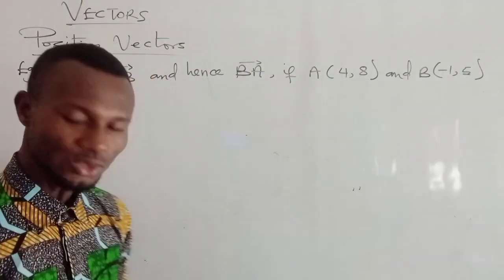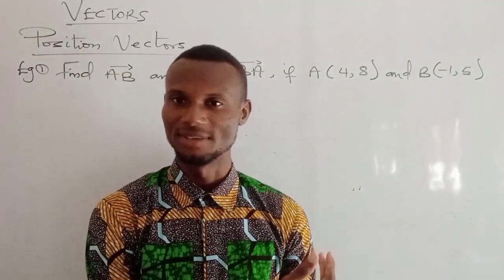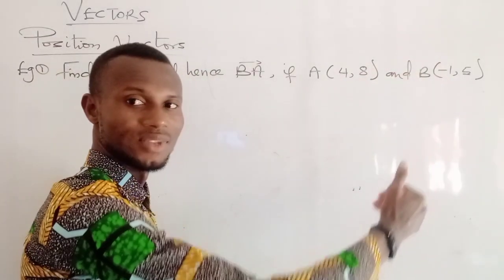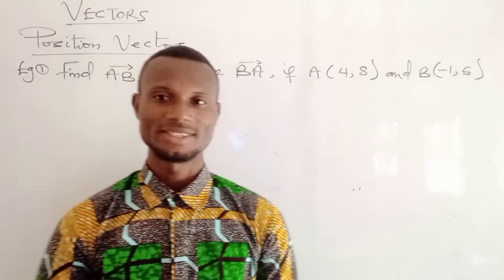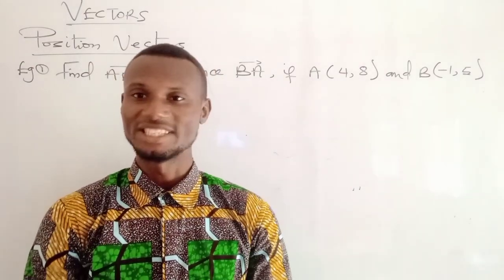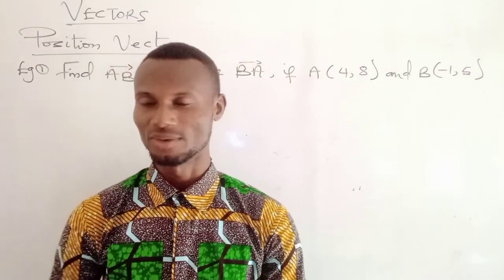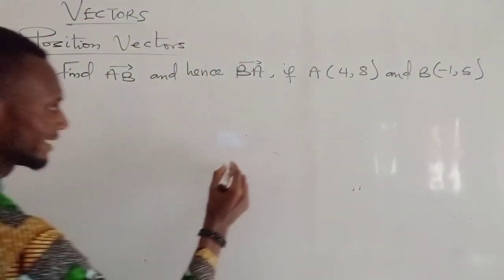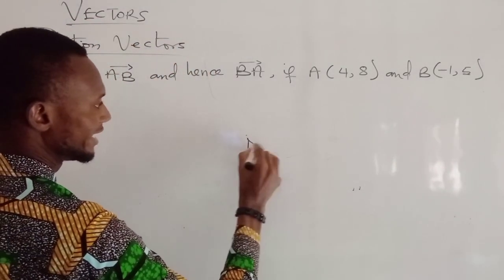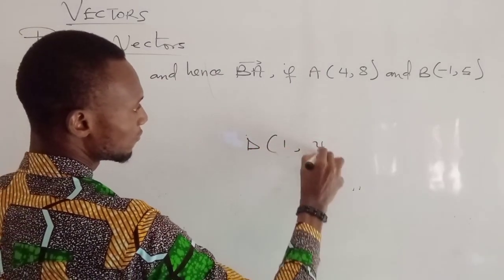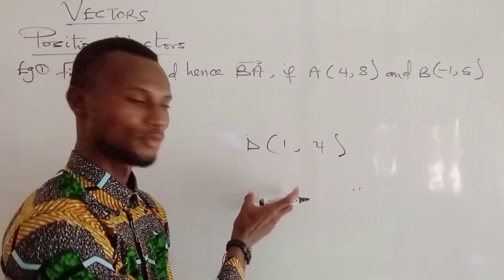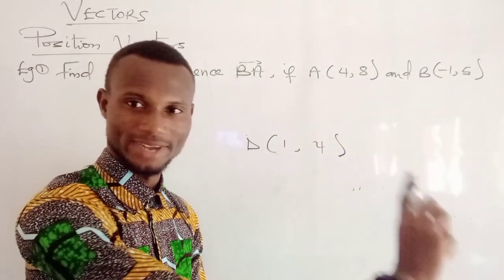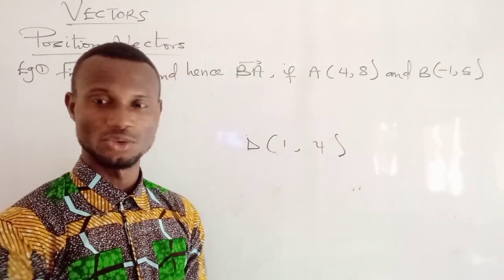Now looking at the question that you have been given, you can see that we have been given point A and also point B. Now we can express the given points as position vectors, and I'm going to show you. It's very simple. Again, if I have, let's say, the point D to be (1, 4), this point D, which is given to be (1, 4), I can express it as a position vector, and I'm going to show you right now.